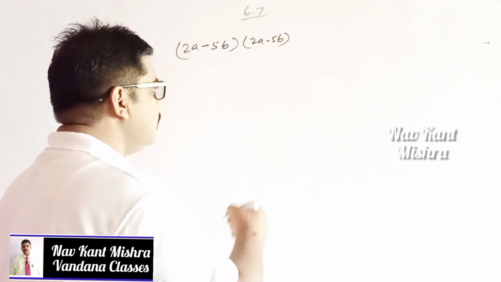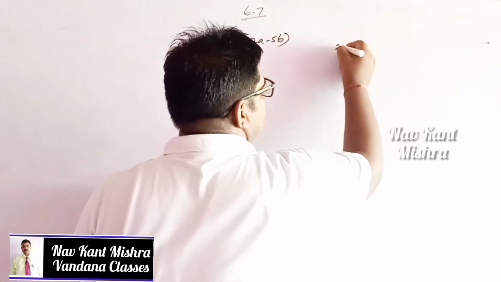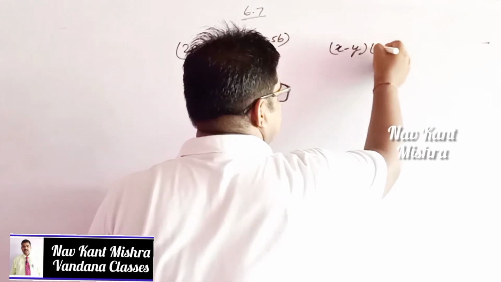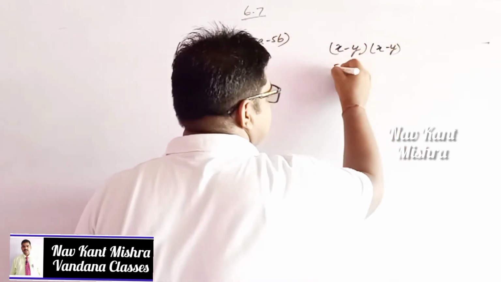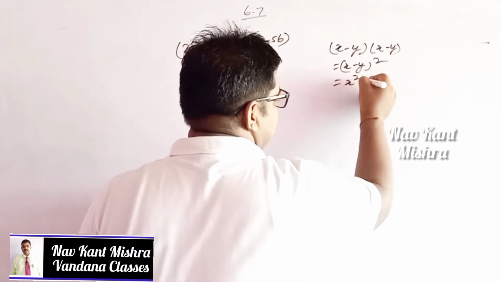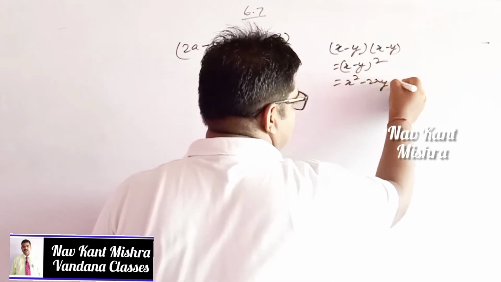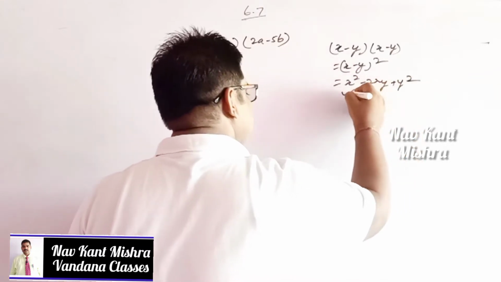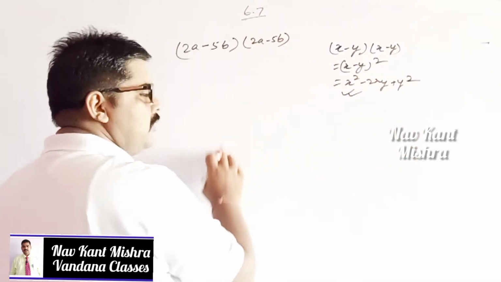to solve the question. And you know very well that x minus y into x minus y can be written as x minus y whole square, and it can be written as x square minus 2xy plus y square. You have to use this formula to solve this question.